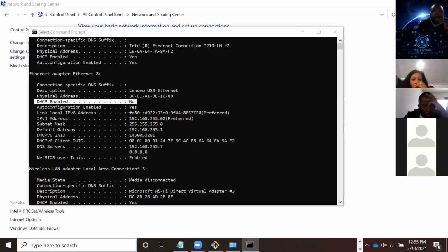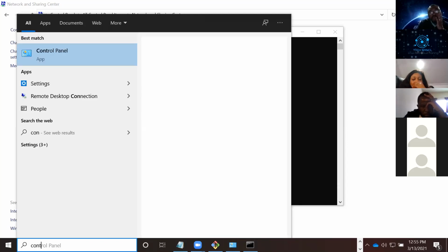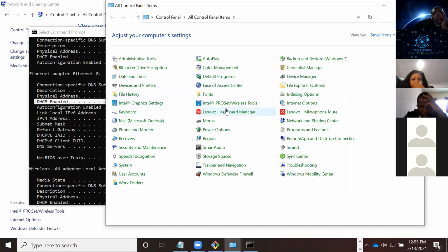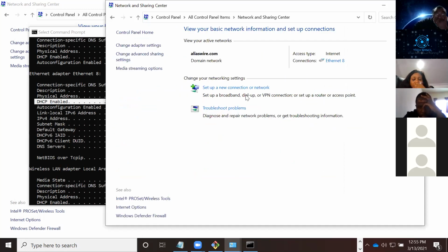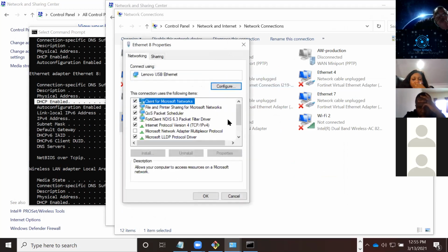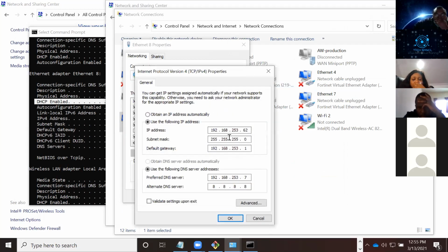So let's go back to the control panel, and let's go back to the network. Let me go back to my network adapter right here, properties, IPv4. Guys, I'm using this as my static IP.